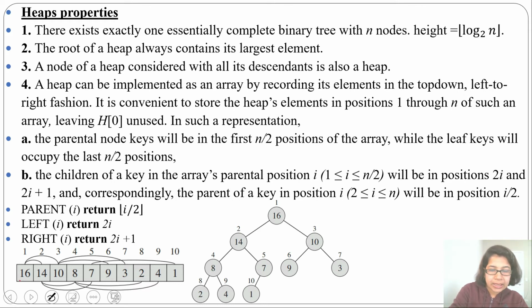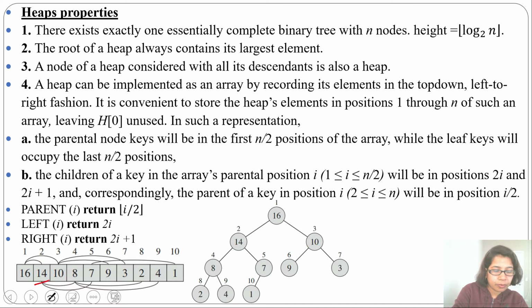Next we will check its left child and right child. For node 16, its left child is 14 and right child is 10. Now 14's position is 1 multiplied by 2, just check the second position, 14 is present in the second position, and the right child will be 1 multiplied by 2 plus 1, which means the third position. Here 10 is present in the third position.